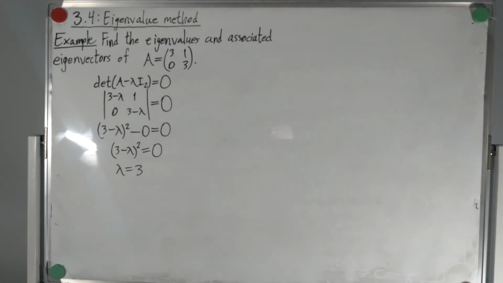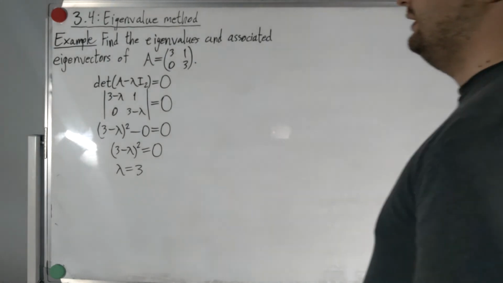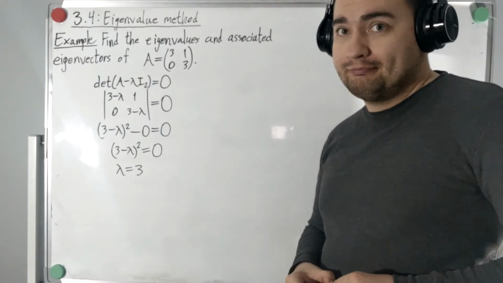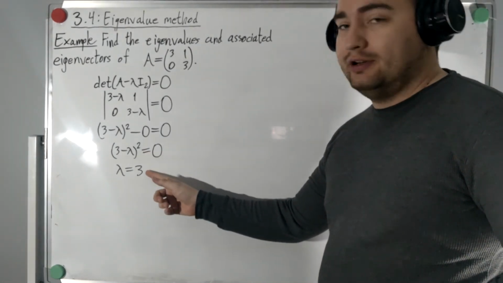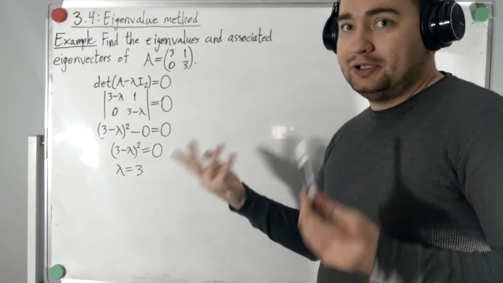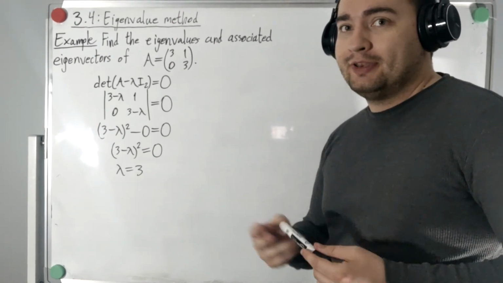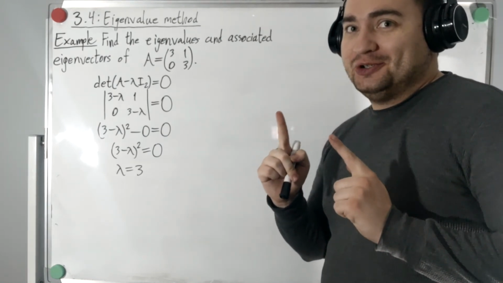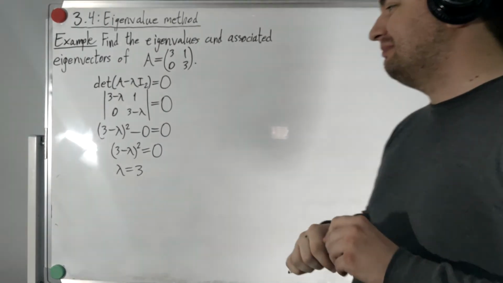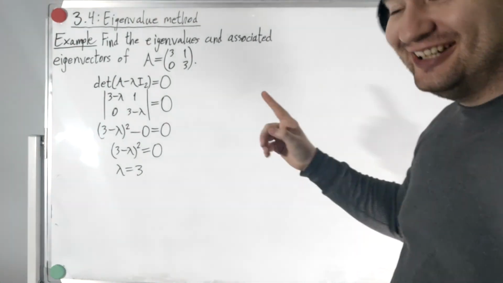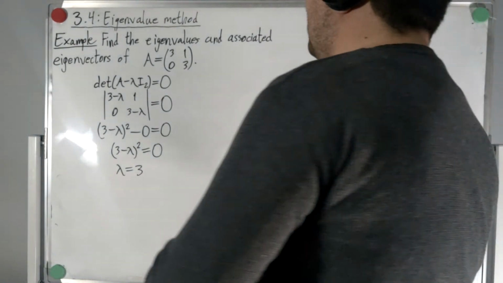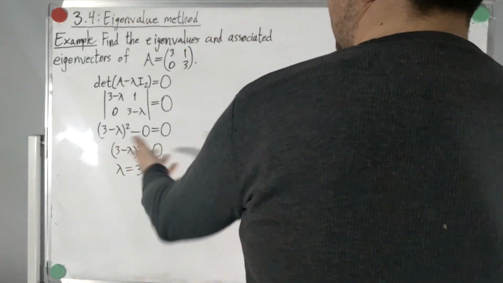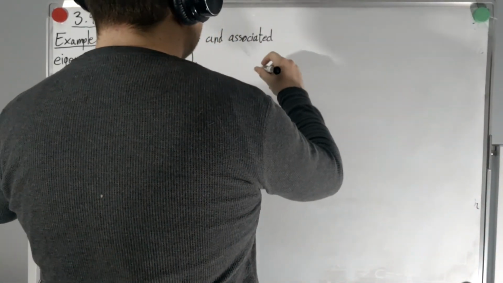Now, let's notice that this is also a weird situation, because now we have a repeated eigenvalue. We have a multiplicity greater than 1. That will turn out to be a real hassle eventually, but not today. So let's find the eigenvectors associated to lambda equals 3.